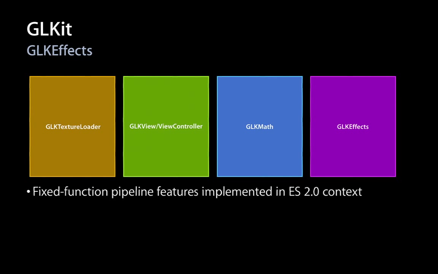And finally, the GLK effects. Basically, GLK effects are fixed function pipeline features implemented in an ES 2.0 context. I'm going to have Eric come over here and talk about some of these.